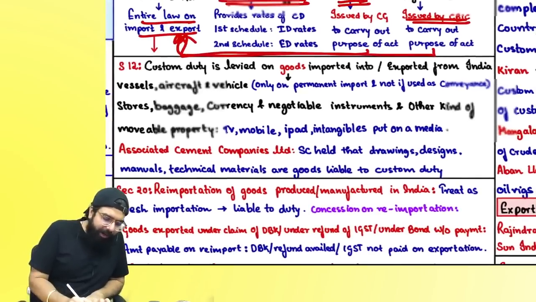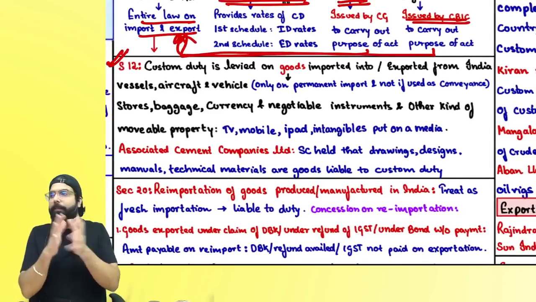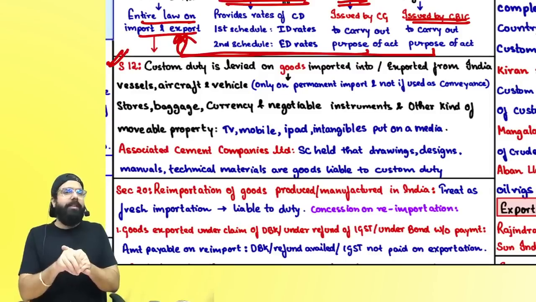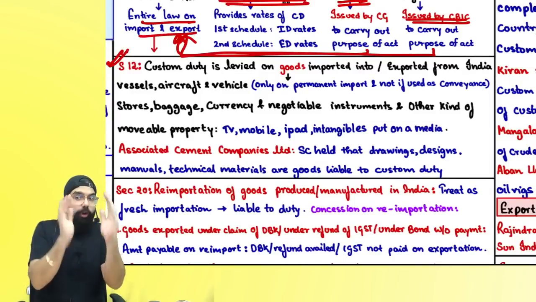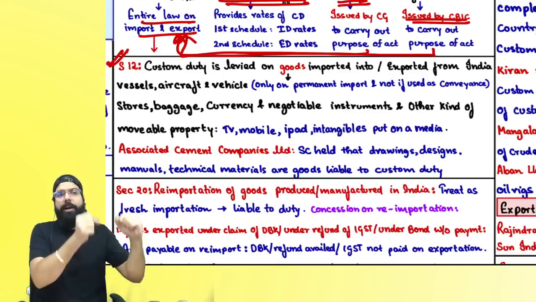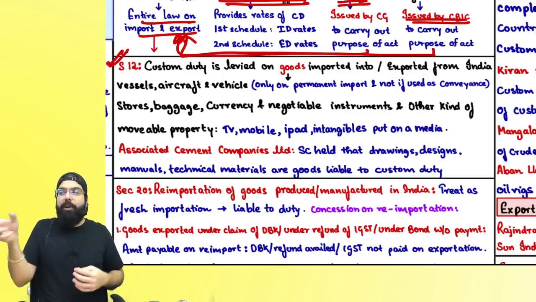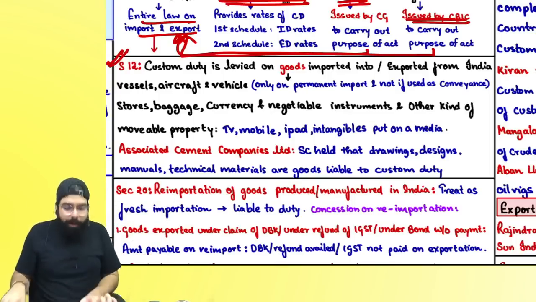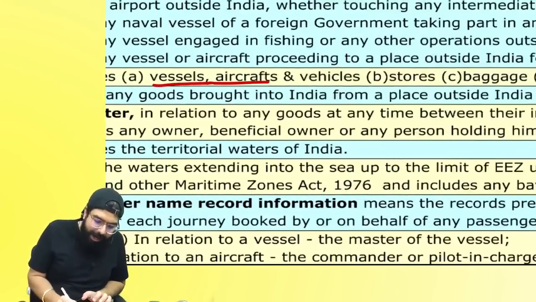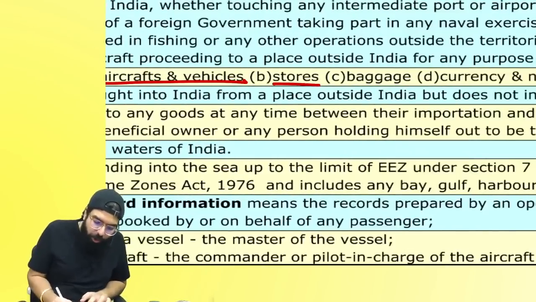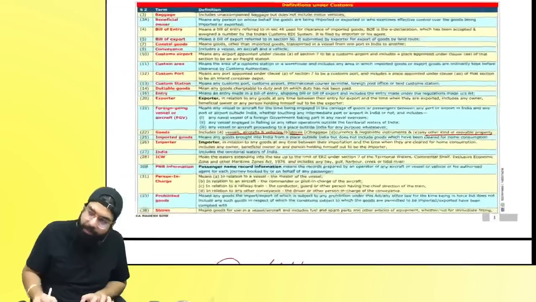Now, when we read section number 12 of the Custom Act, basically the levy section, it tells you that custom duty is levied on goods which are imported or exported from India. When I say custom duty is levied on goods, what do you mean by goods, everyone? The definition of goods says goods means vessel, vehicle, and aircraft. Goods means stores, goods means baggage, currency and negotiable instrument, and any other kind of movable property.